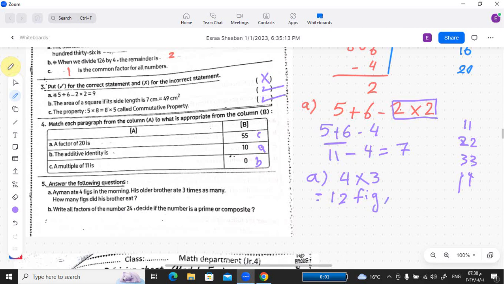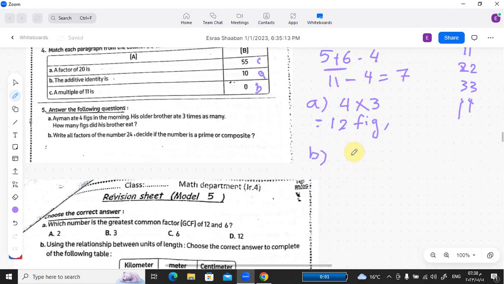Okay. Letter B. Write all factors of the number 24 and decide if the number is prime or composite. Okay. The 24 is 1 times 24.